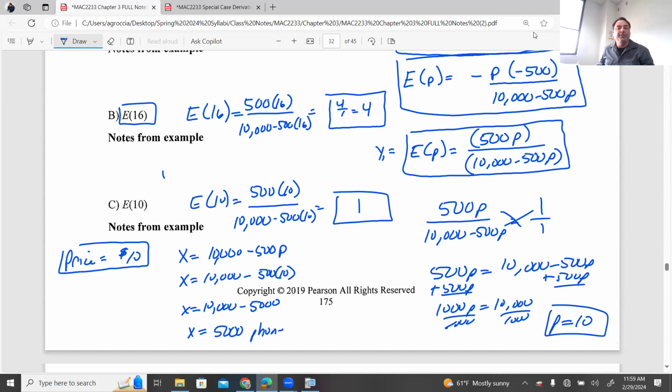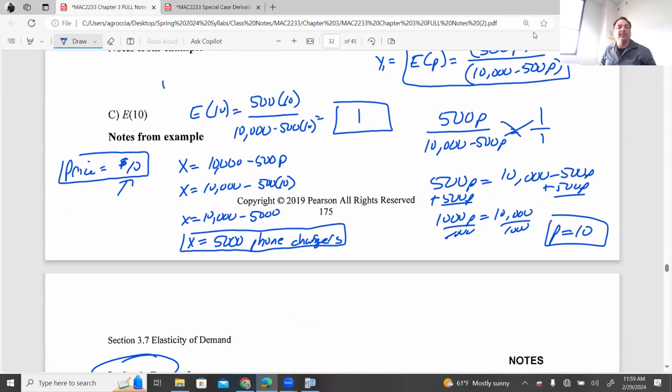Phone chargers. So you now know the best price to charge is $10. And you now know if you charge $10, how many phone chargers will you sell? 5,000. And then, don't say it out loud yet, you now can tell me what your revenue will be. Again, don't say it out loud. Give everybody a chance.